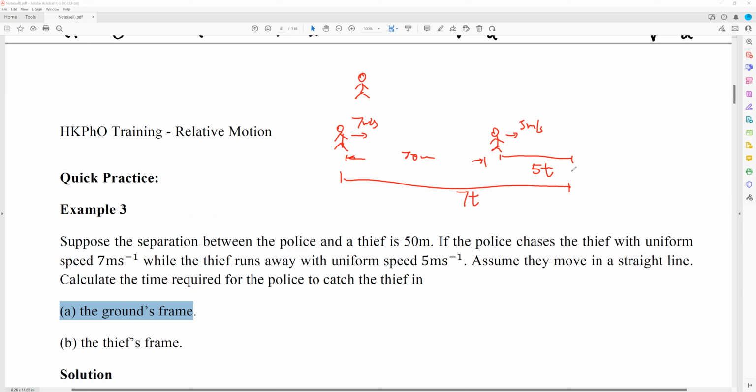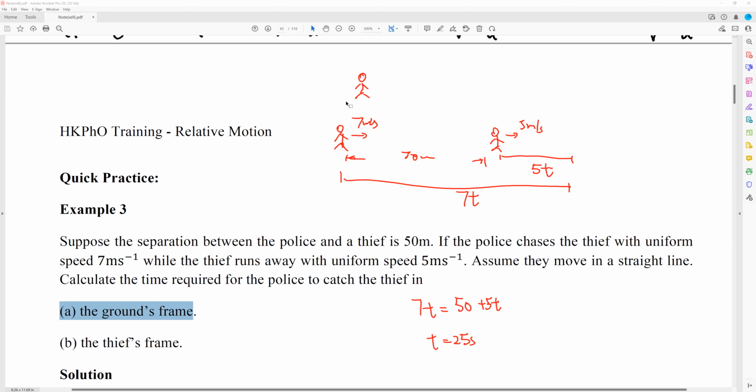So then I think it's not difficult to write down the formula. You say 7t equals 50 plus 5t. Then you can solve the time to be 25 seconds. So that's how to find the time in the ground frame.